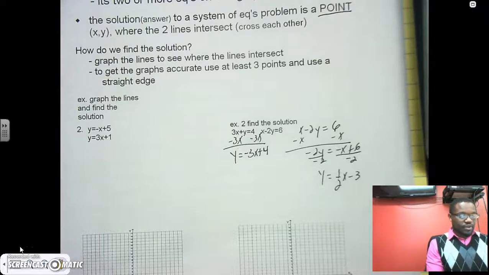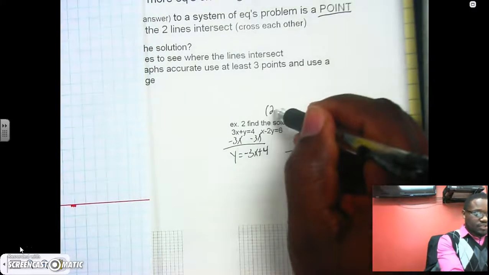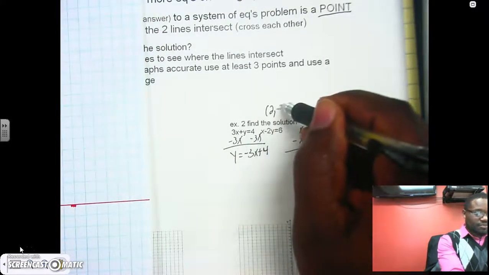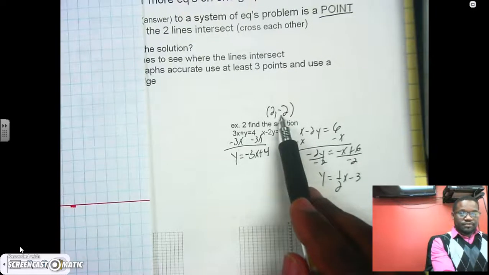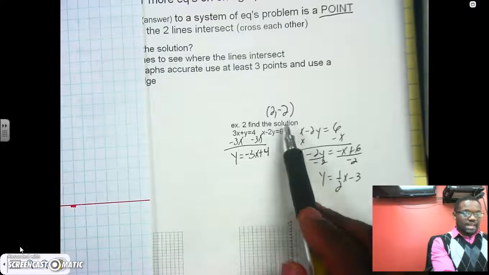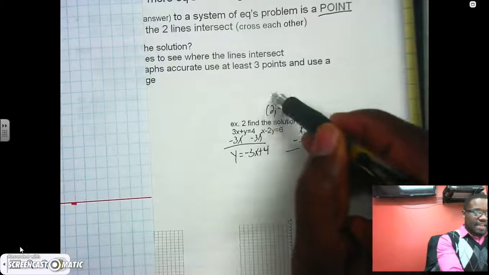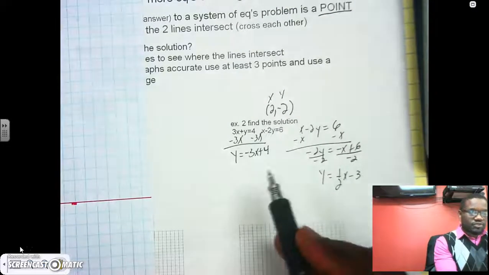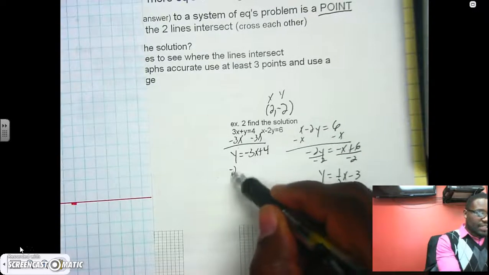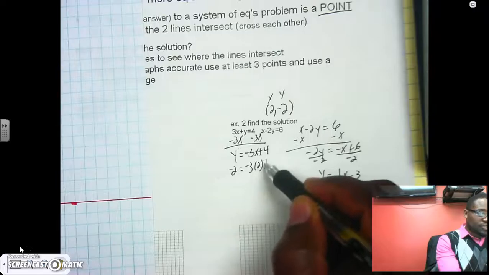Now, real quick, you can check your work. We found out that the answer to problem 2 was 2, -2. And so what has to happen is, if they ever give you a point, all you have to do is take the x and the y and substitute them into both of your equations to see if you get a true statement. So for example, -2 equals -3 times 2 plus 4.